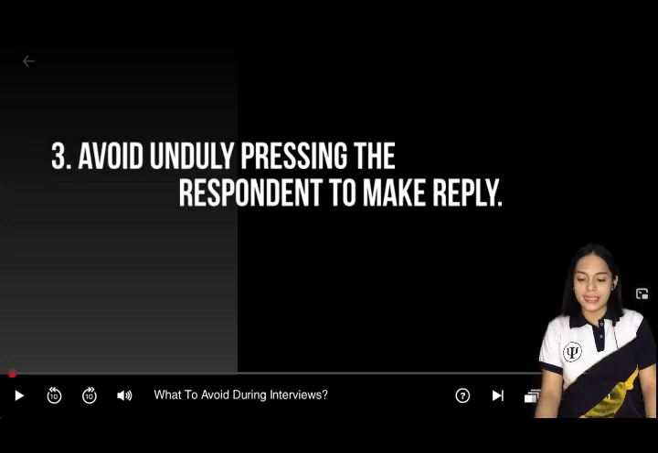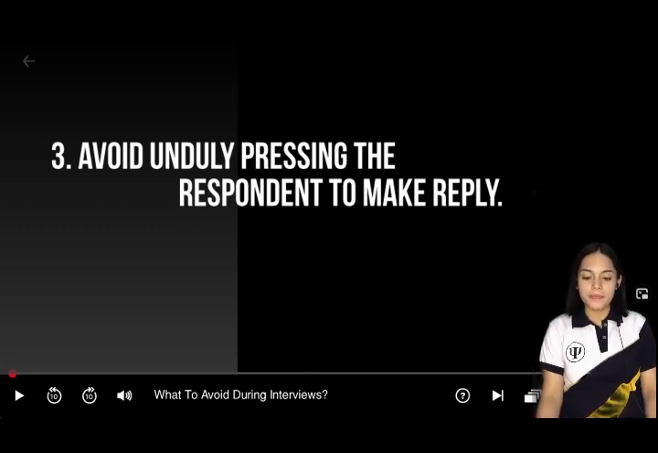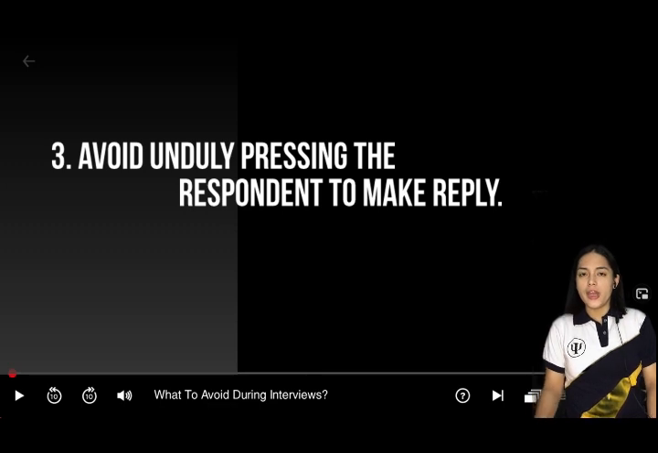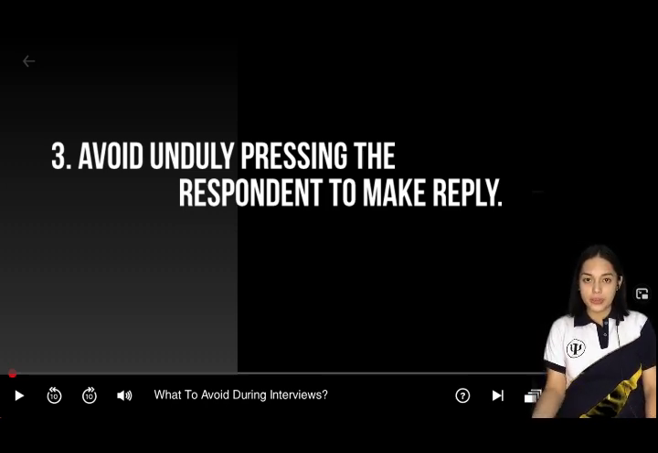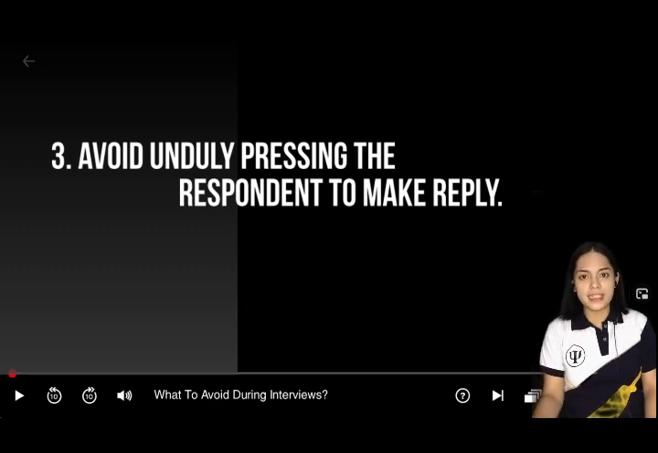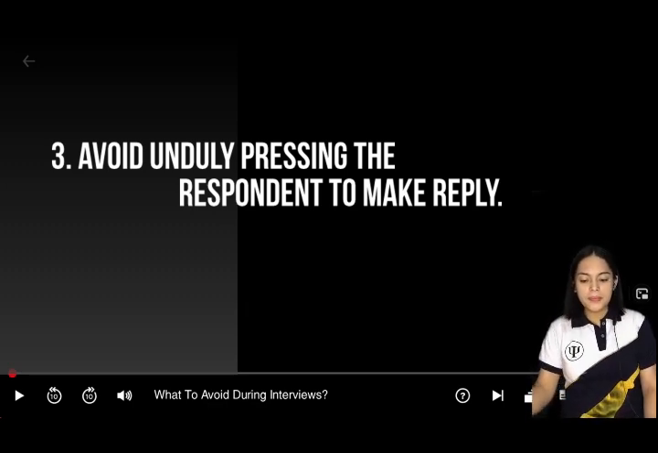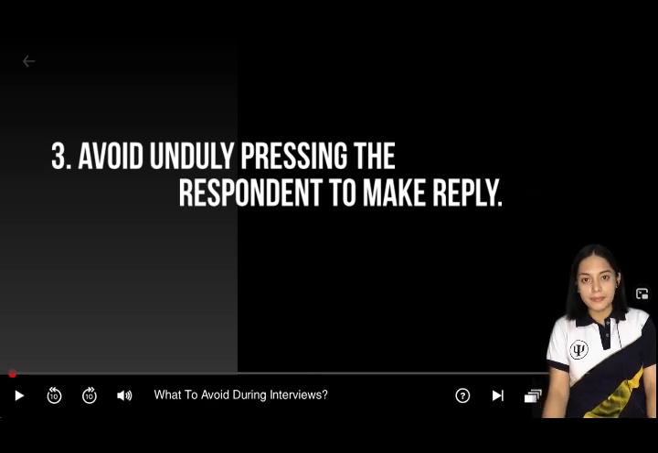So the third one is to avoid unduly pressing the respondent to make a reply. As an interviewer, you must not force them to give a response because some might give answers just for compliance, and we don't want that for the results of our study. And no one wants to receive information that is unreliable. You must wait for them to give the reply and be patient.